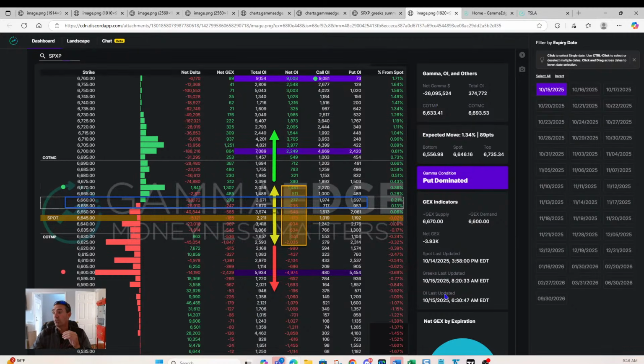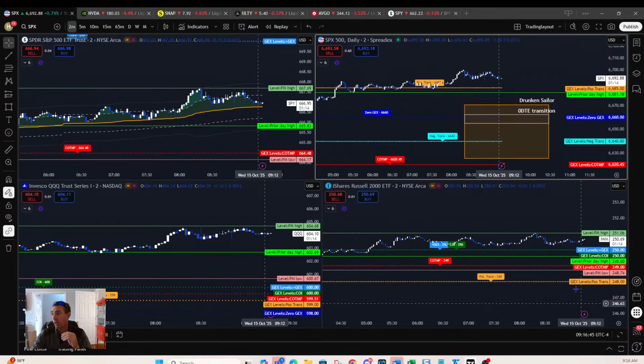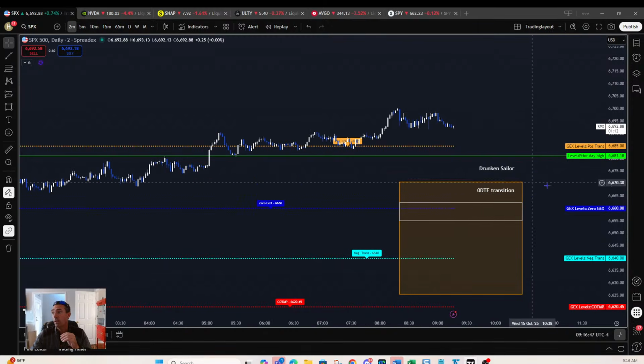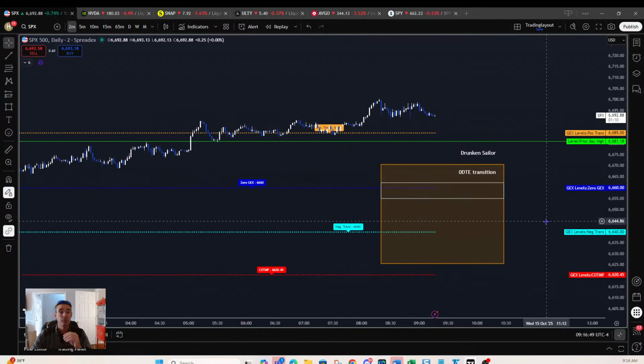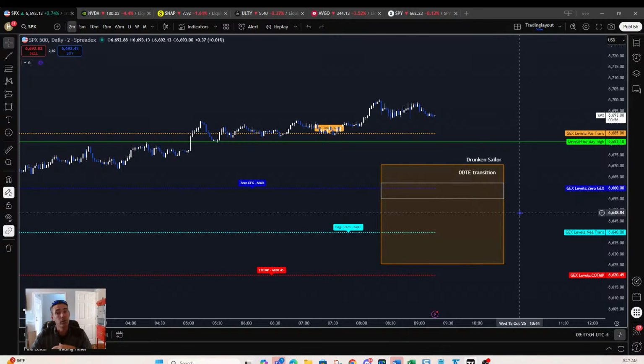All right, moving on to the TradingView chart. I've already outlined key areas for today. So we have our TradingView scripts that are available for TradingView and Thinkorswim. This allows our members to overlay our key gamma delta levels. We have an all expiry script, which I have overlaid here, and then I'm manually overlaying our 0DT transition and drunken sailor range. You can do that vice versa.